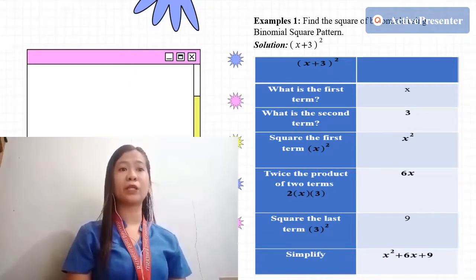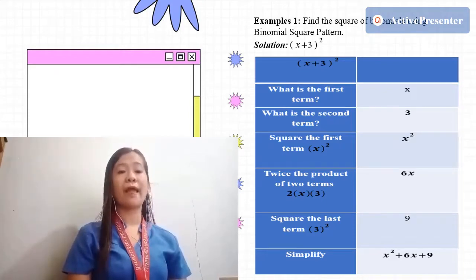So multiply the two terms that we have: x times 3 times 2 is equal to 6x. And now, let us find the square of the last term. Our last term is 3, so the square of 3 is 9. Then we can simplify the given expression. So, the quantity of x plus 3 squared is equal to x squared plus 6x plus 9.